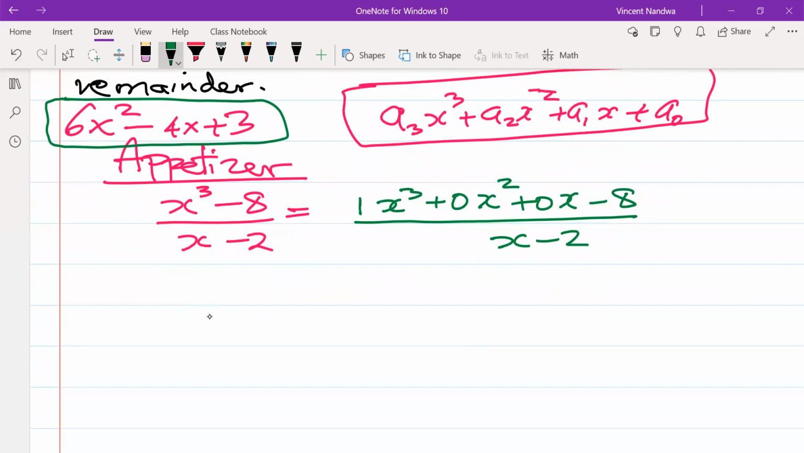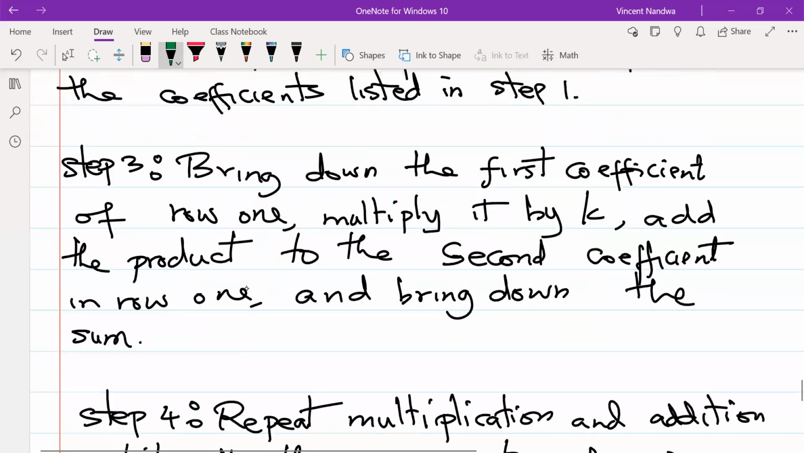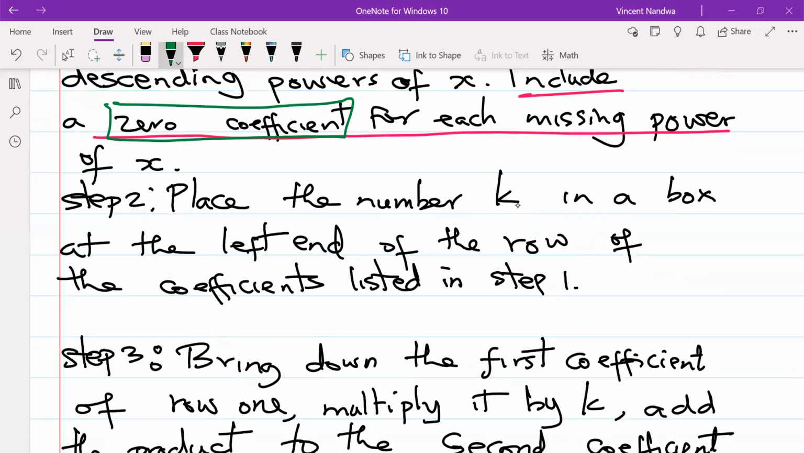So then the coefficients are 1 followed by 0 followed by 0, and finally negative 8. Correct. So that is step 1. Then step 2, place the number k in a box at the left end of the row of the coefficients listed in step 1.